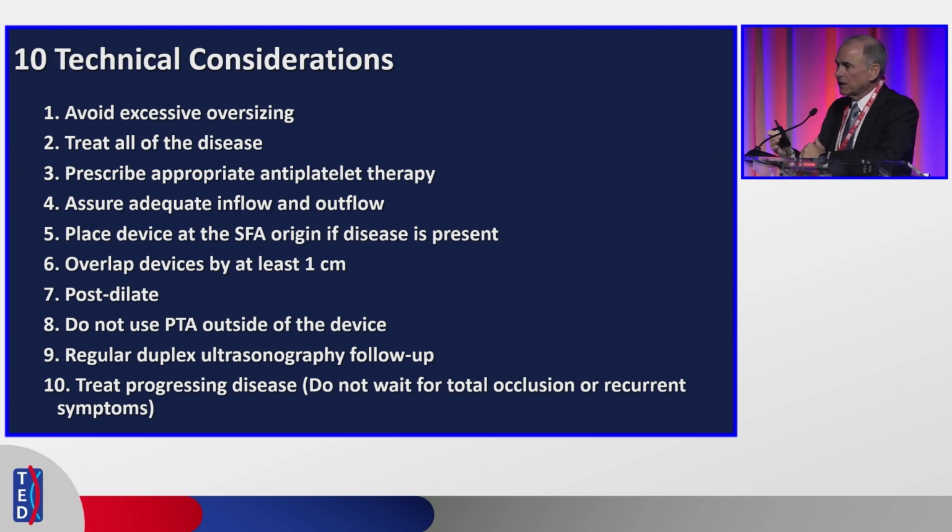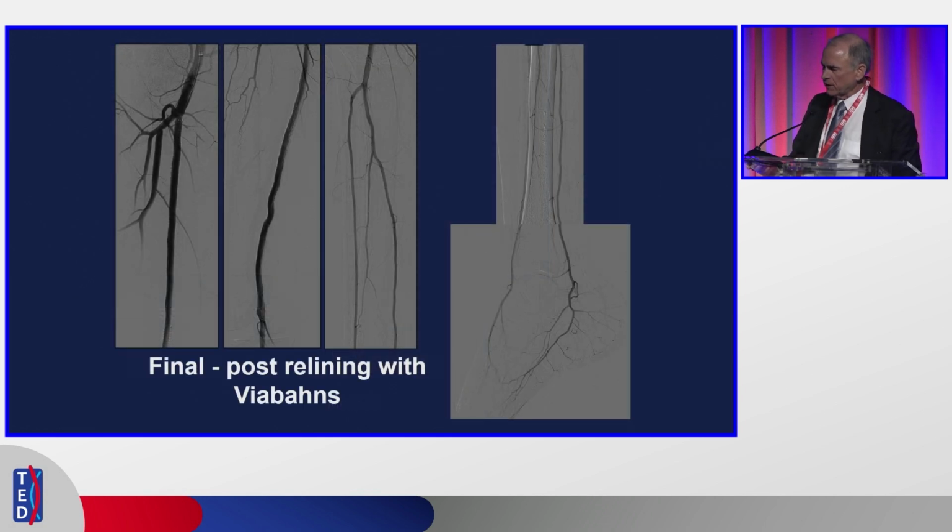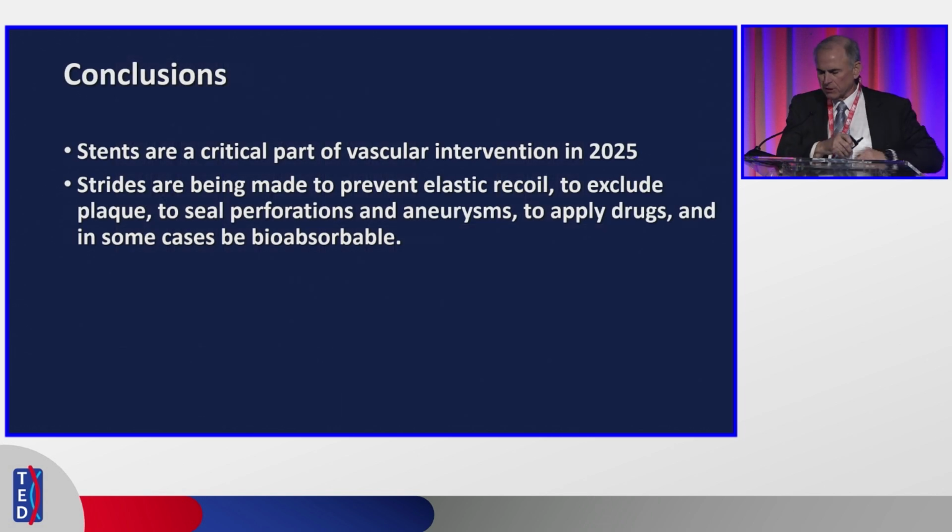Post-dilate because you have to iron out that wrinkly PTFE. Do not use angioplasty outside the device that's oversized and may injure that area and set up a nidus for restenosis. Use regular duplex ultrasonography, and if you see a high-grade recurrent lesion, fix it because the next thing is going to be clot, and treat progressive disease. Don't wait for this. This is just a nice example of a patient with long in-stent occlusion, and this is post-Viabahn, and a pretty predictable thing.